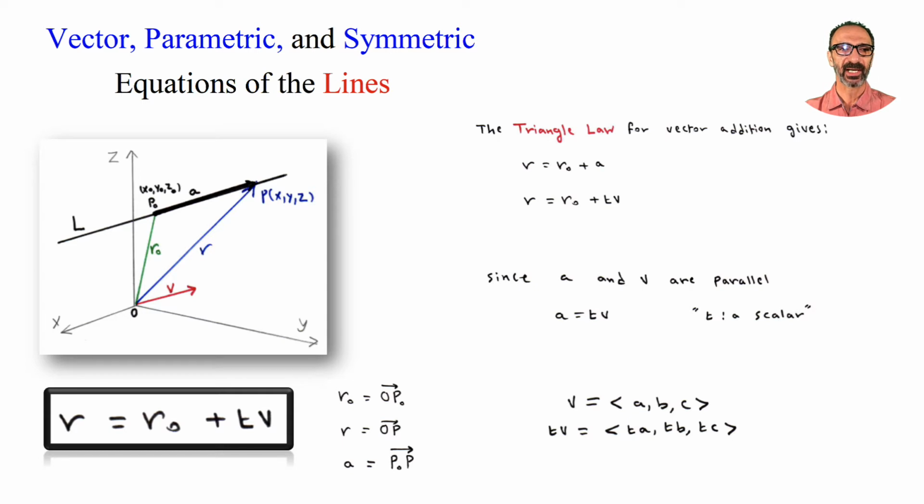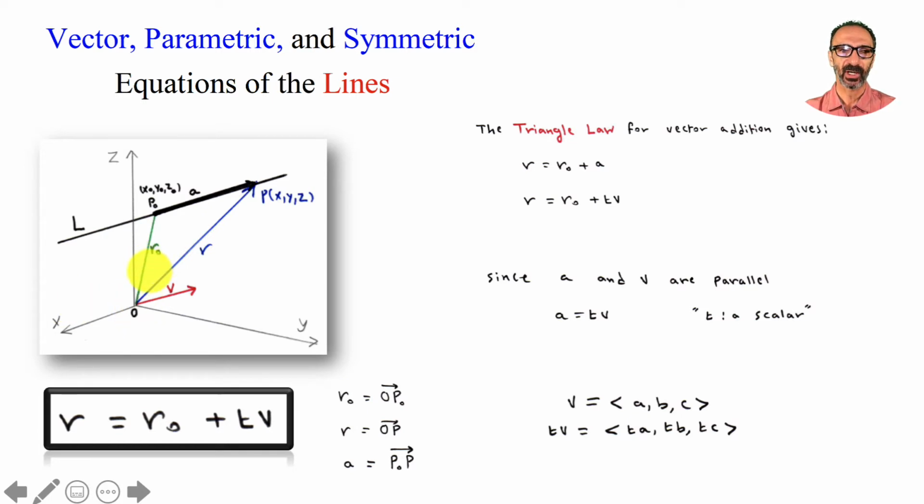Vector, parametric, and symmetric equations of lines. What's interesting is the following. Seeing this graph, this is a line L in 3D. To represent every single point, we're not going to use algebra such as 5x plus 2y equals 7 and things of that nature. We're using vectors. So if you have a point to start with, which is point P sub 0, X sub 0, Y sub 0, Z sub 0, you could point to it by a vector called OP sub 0. That's called R sub 0.